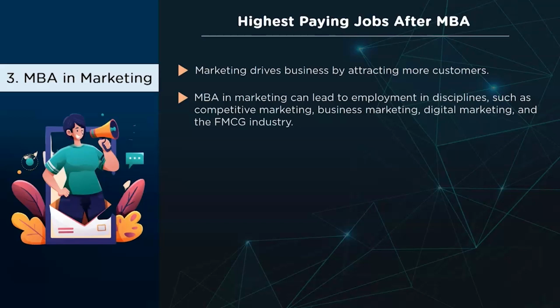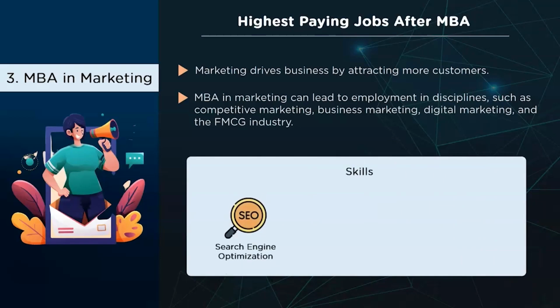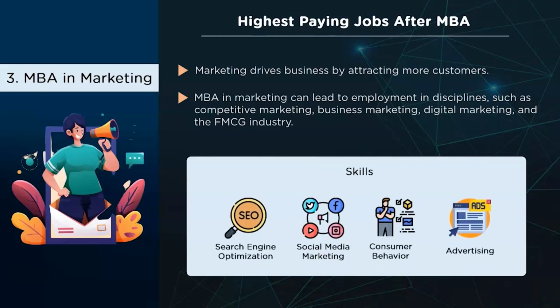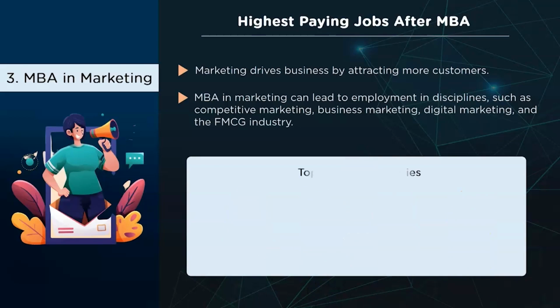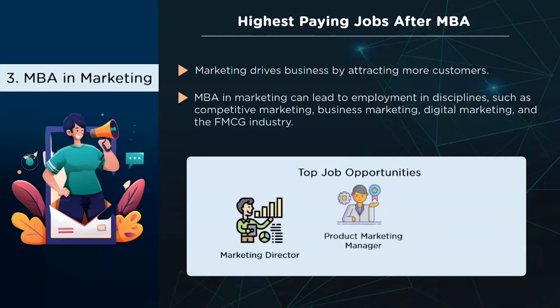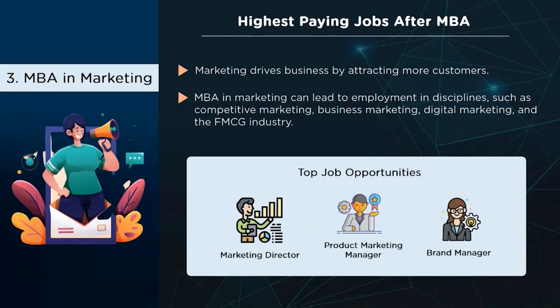As digital media continues to flourish, conventional marketing strategies are increasingly being replaced by online and digital marketing strategies. The skills you'll need to survive recent marketing endeavors are search engine optimization, social media marketing, consumer behavior analysis, and digital platform advertising. Along with these skills, you'll also learn B2C and B2B sales and marketing techniques. A few top high paying job roles for this specialization are marketing director, product marketing manager, and brand manager. Let's look into the job description of all these three job roles one by one.